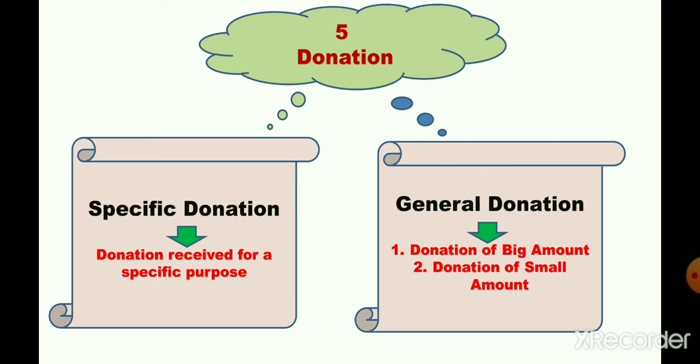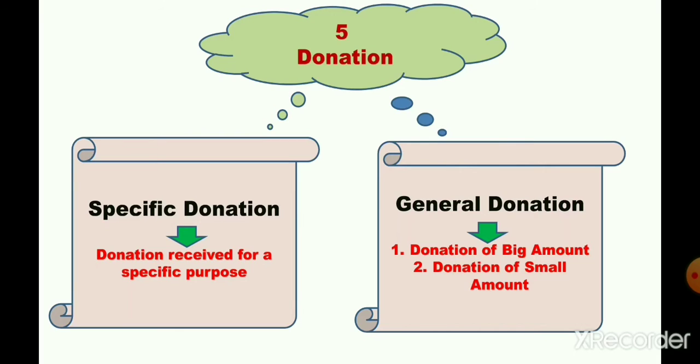And next term is donation. Charitable institutions often receive donations. Donations received may be a general donation or a specific donation. General donation is the donation in which the donor does not specify any condition for its use. The amount of general donation is accounted as an income and credited to the income and expenditure account.